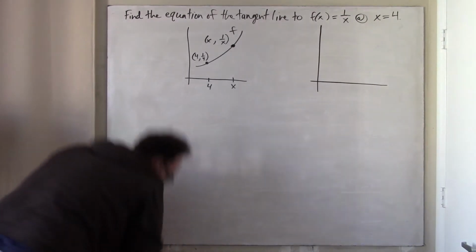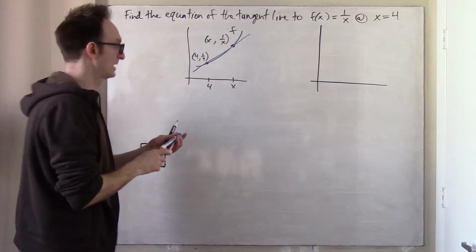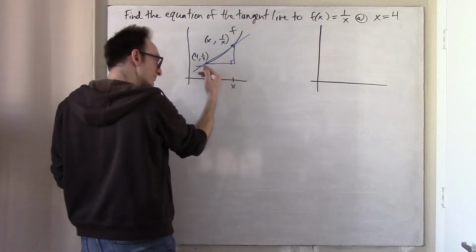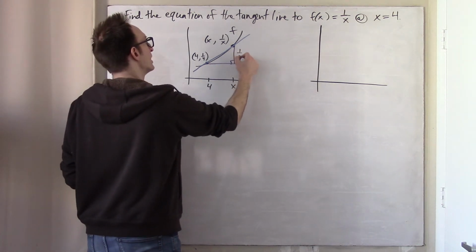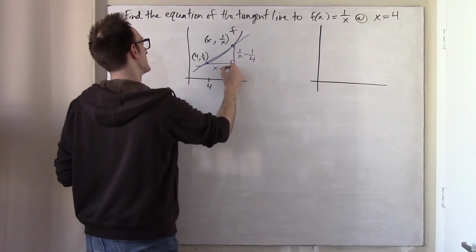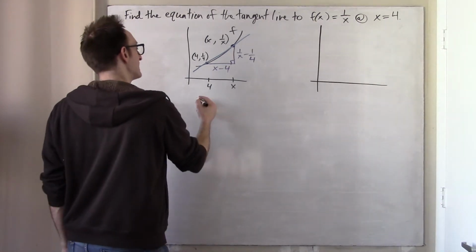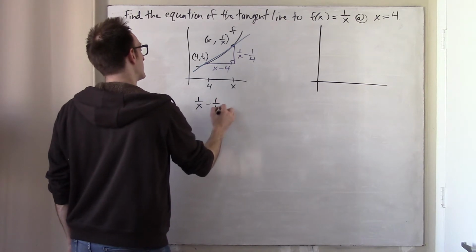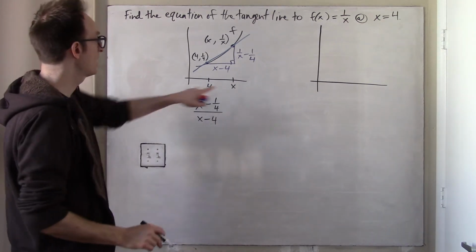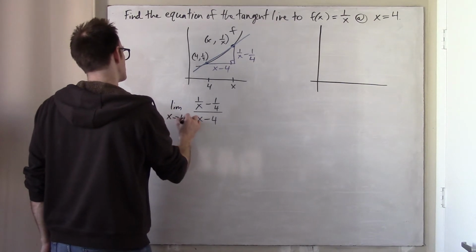Okay, well, we can draw the secant line through those 2 points and make the triangle. The triangle will have vertical component 1 over x minus 1 over 4, and horizontal component x minus 4. So the slope of that blue line is (1 over x minus 1 over 4) over (x minus 4). And what do I want to do? I want to move x infinitely close to 4, so I want to take the limit as x goes to 4.